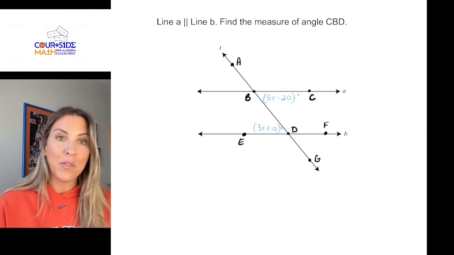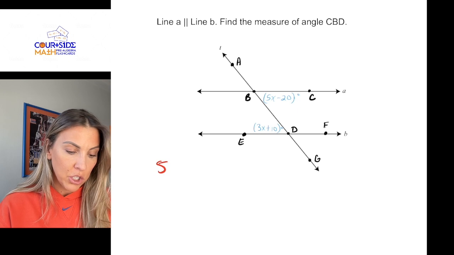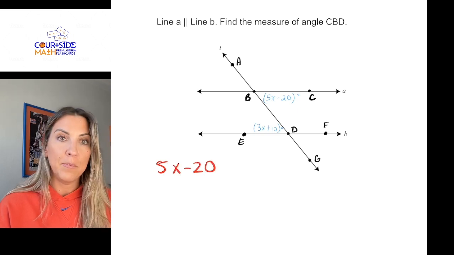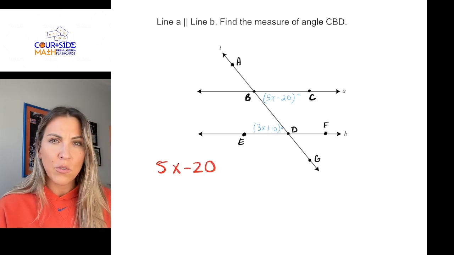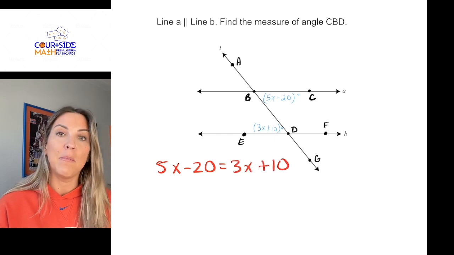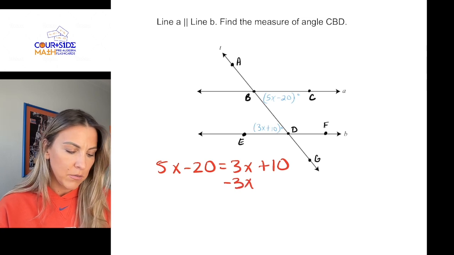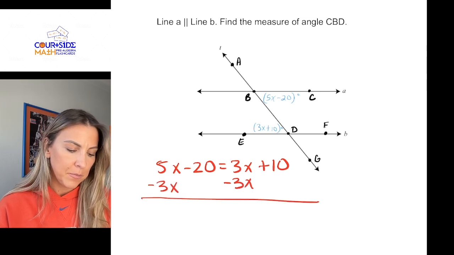So I'm going to go about this the same way. Because I know that alternate interior angles are congruent, I get to set up an equation that shows me that. So 5x minus 20, which is the measurement of angle CBD, is equivalent to 3x plus 10 because those two angle measures are equal. Now I start solving my equation, so minus 3x on both sides. I get 2x minus 20 equals 10.